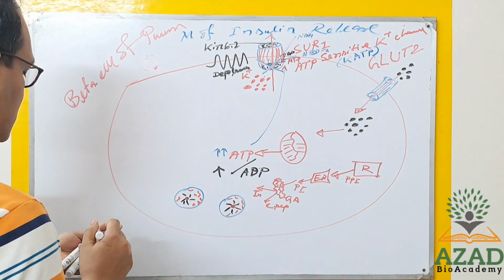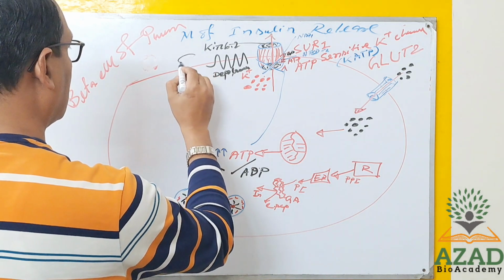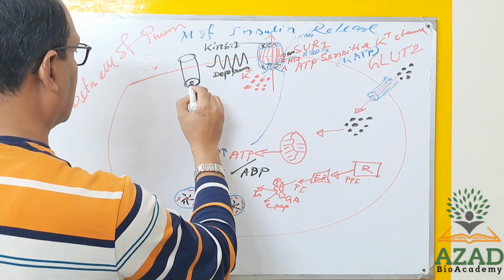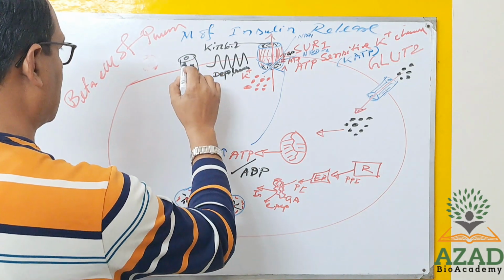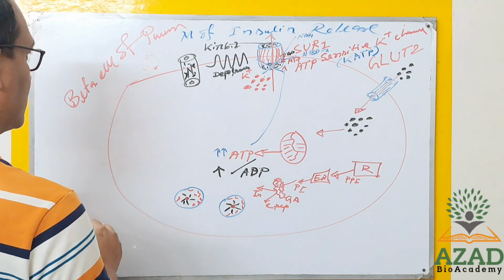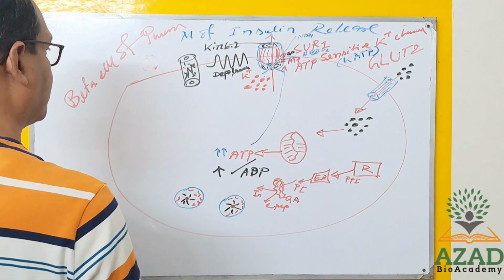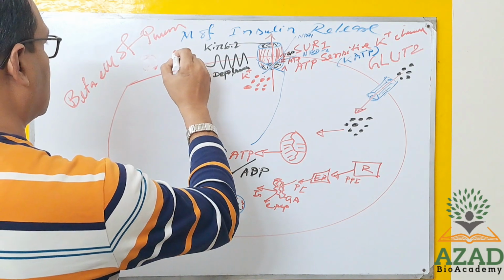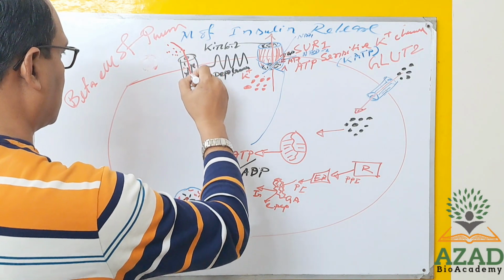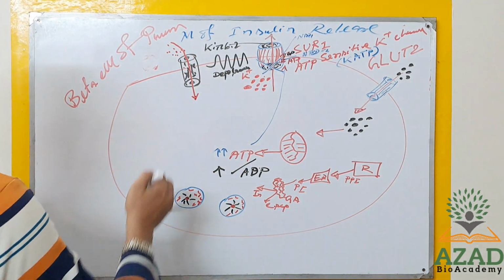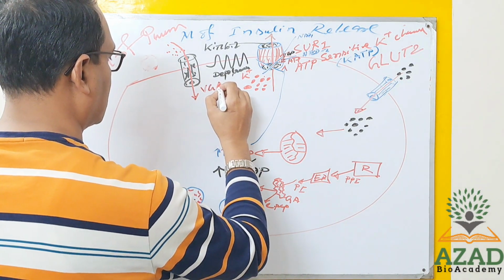That depolarization current will open a particular channel that is called the voltage gated calcium channel. You can say this is the voltage gated calcium channel. That is the calcium channel. So if you think these are the calcium, calcium will enter into the beta cell through this voltage gated calcium channel.